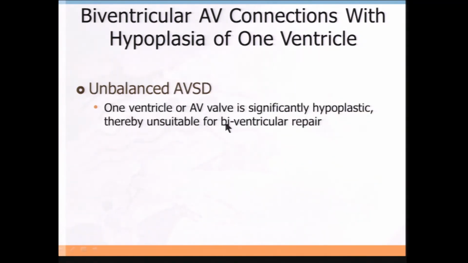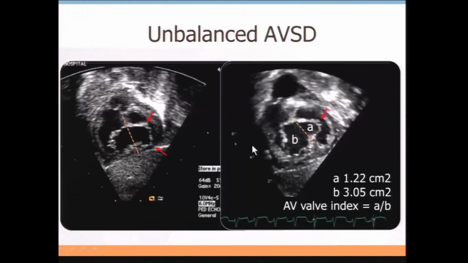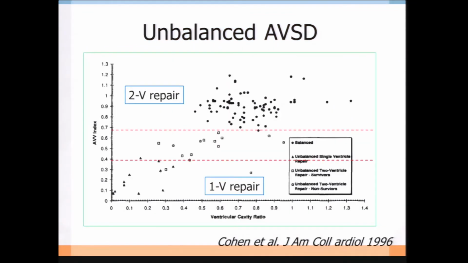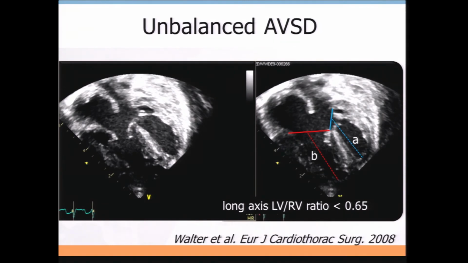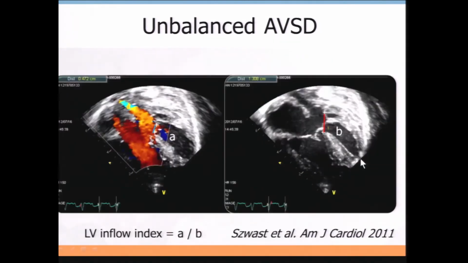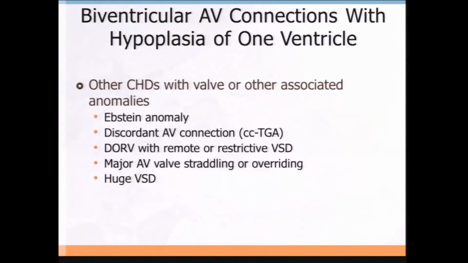And unbalanced AVSD is another case. So one ventricle or AV valve is significantly hypoplastic, thereby unsuitable for biventricular repair. So we can decide how small is too small for the ventricle. We usually measure by echocardiography the area of the AV valve, and sometimes the length of the small ventricle and the inlet part of anatomy and flow. So we can decide how to manage these patients along these criteria.